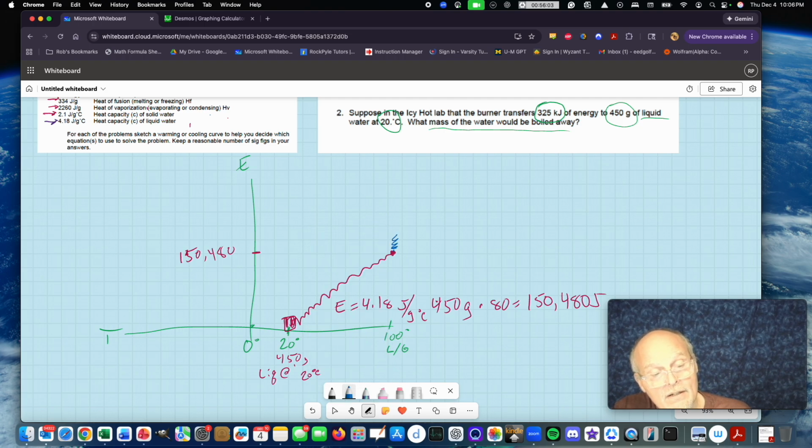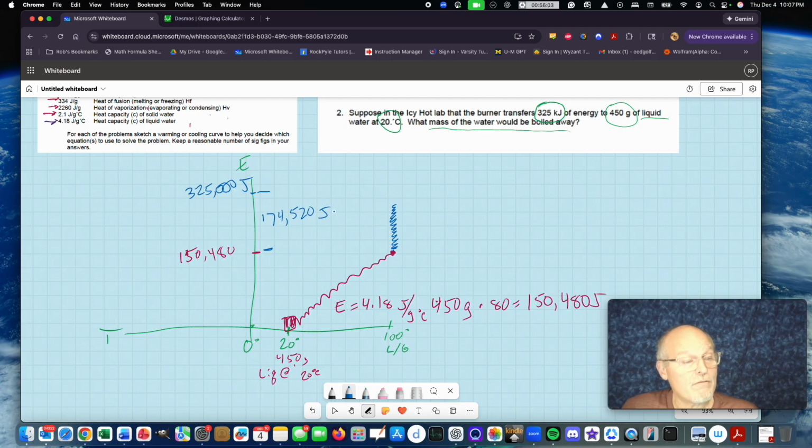From here, there's going to be vaporization until I have spent 325,000 joules, because that's all I'm putting in. Now let's figure out how much that is. So 325,000, subtract the 150,480 to get me up to the boiling point, and so this distance here, the energy that I'm going to spend is 174,520 joules.